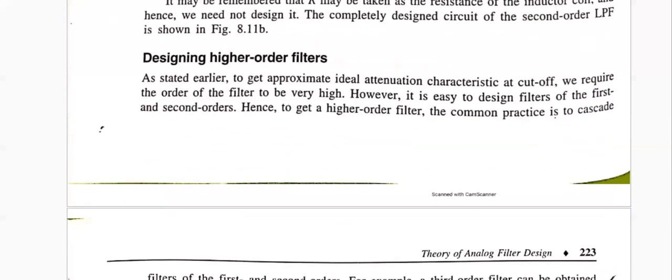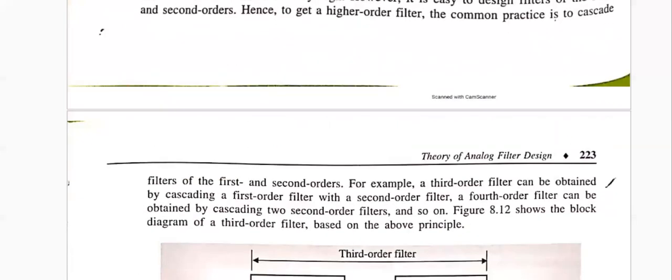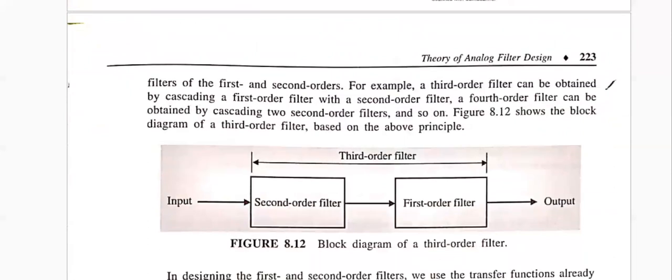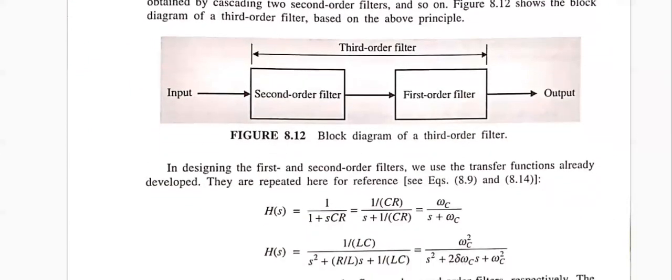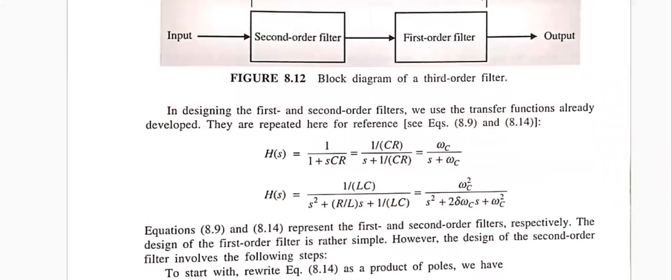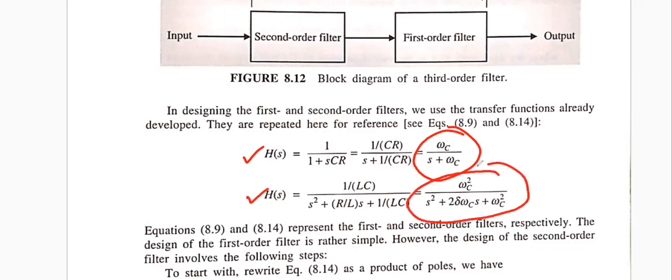And this is for the higher order filter. For the higher order filter, of course, we can cascade filters. For example, the transfer function for the first order is H(s) equals omega c over s plus omega c, and for the second order it is omega c square over s square plus twice lambda omega c s plus omega c square. Here omega c is the cutoff frequency, the actual frequency in normalized frequency.